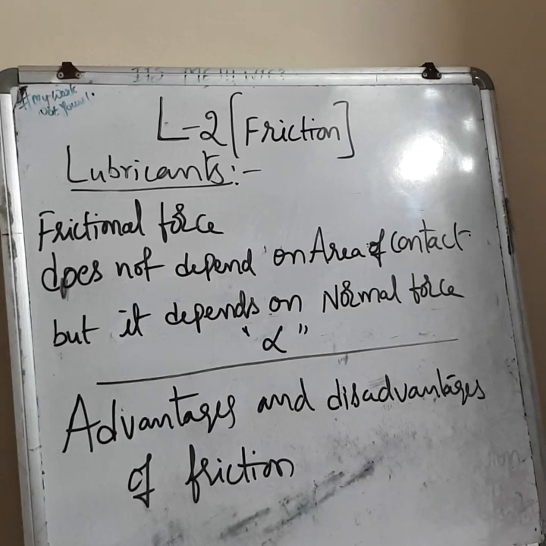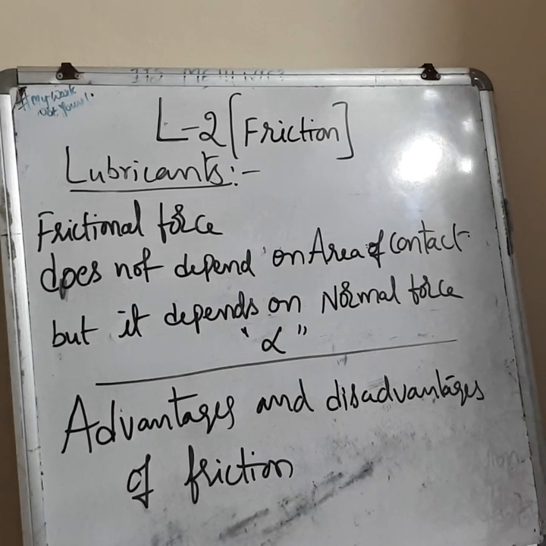And what are the disadvantages? Friction produces heat. Due to this heat, there is wear and tear in the machinery parts, which damages them. This is the disadvantage. To avoid this, we can use lubricants or ball bearings. What are ball bearings? Ball bearings are used to reduce the friction between the rotating shafts of machine tools. That we call ball bearings.